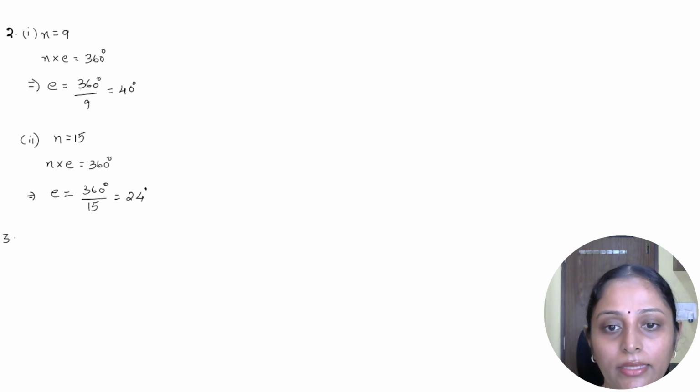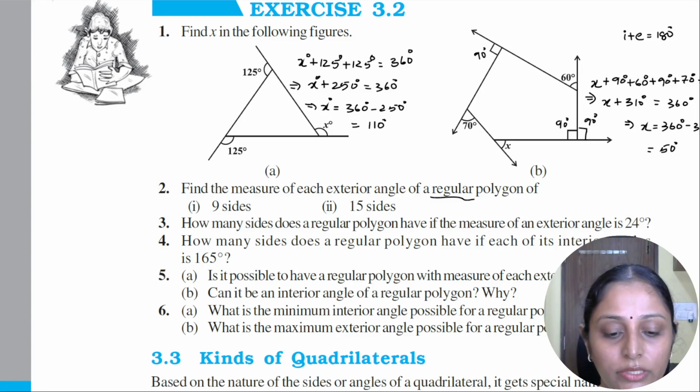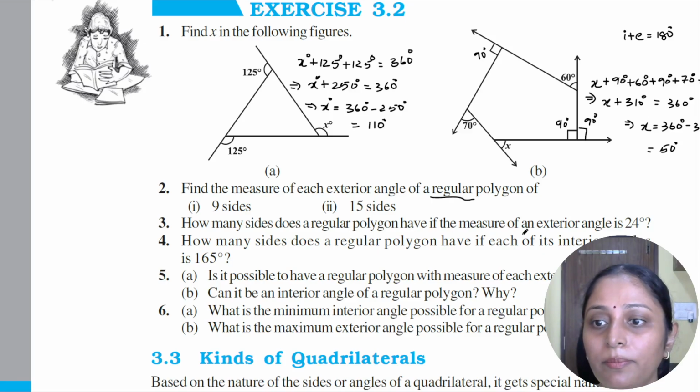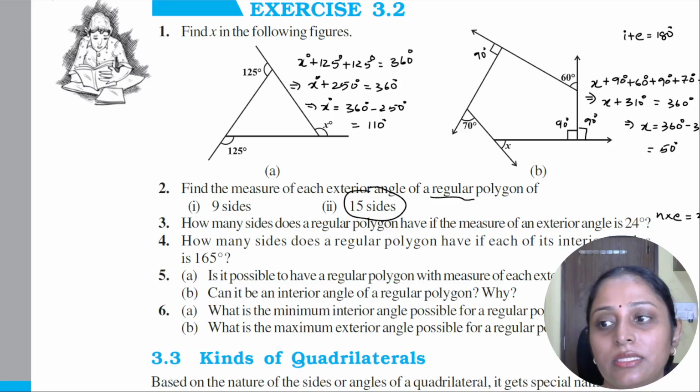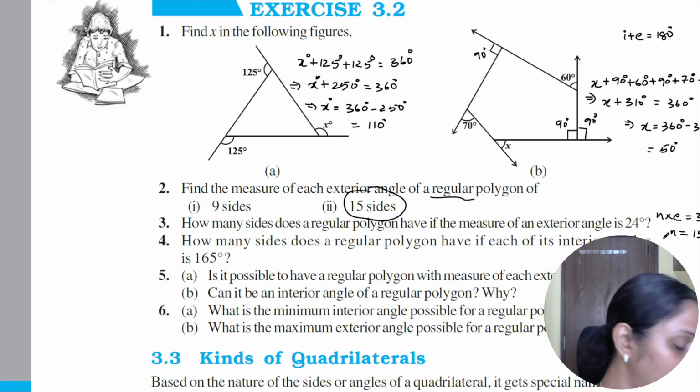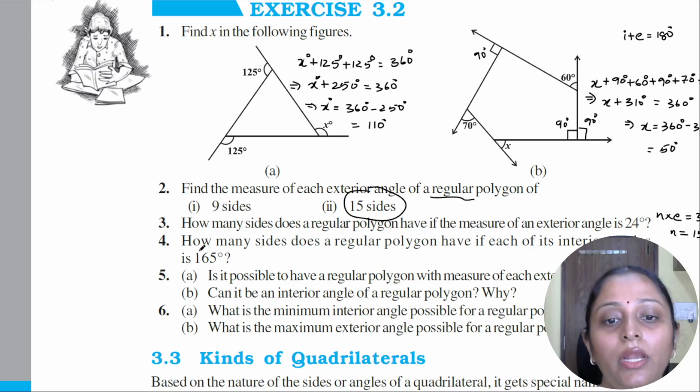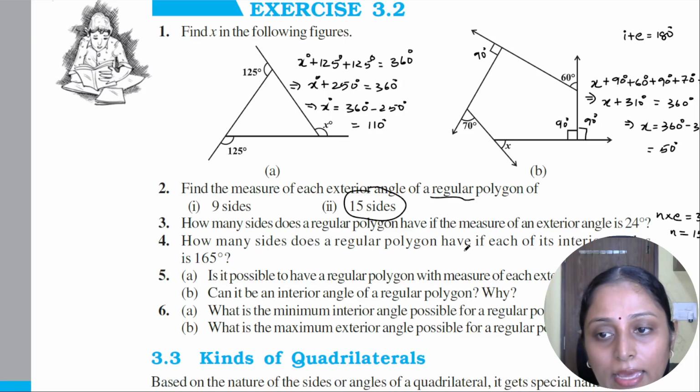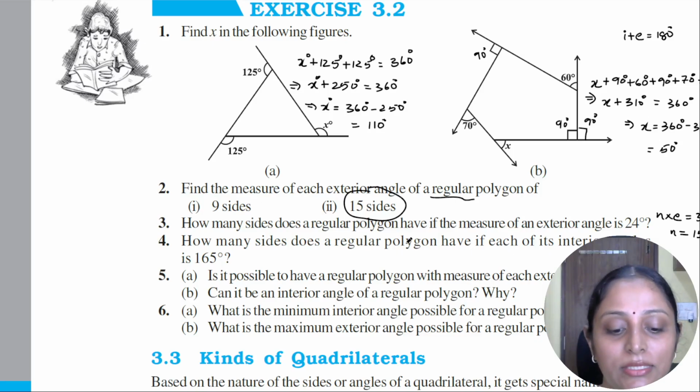How many sides? So let's read the question. How many sides does a regular polygon have if the measure of an exterior angle is 24? We actually just solved this, because n into e is 360. If n is 15, e is 24. If e is 24, n has to be 15. So the answer for this is n is equal to 15 because 15 into 24 is 360. Next question. How many sides does a regular polygon have if each of its interior angles is 165?